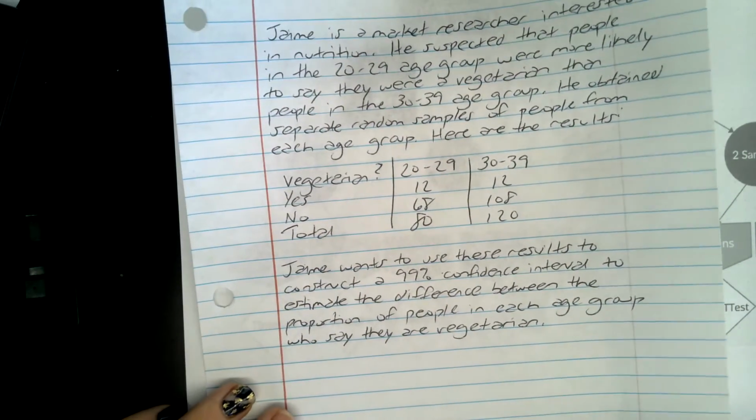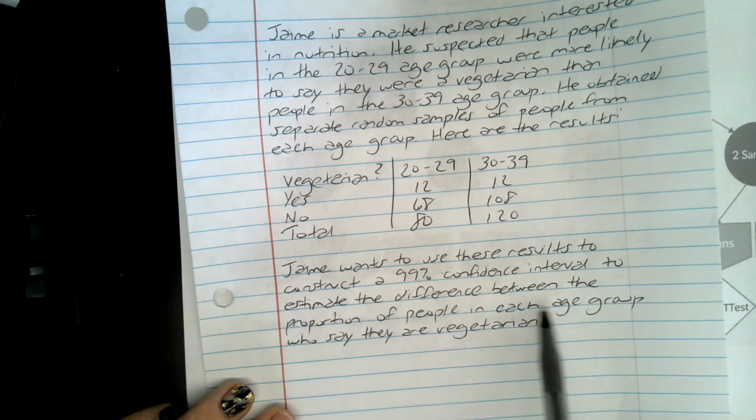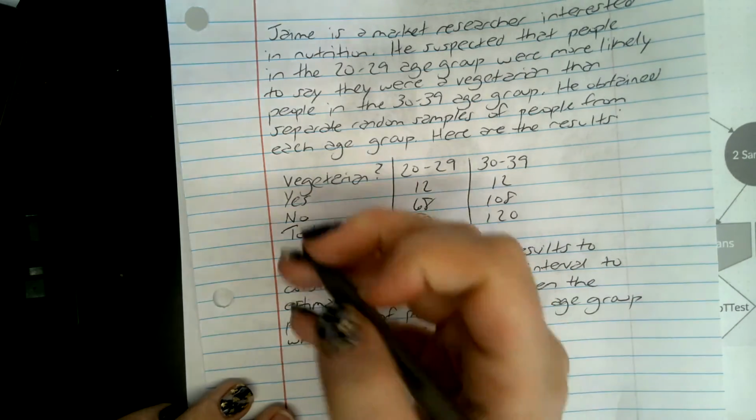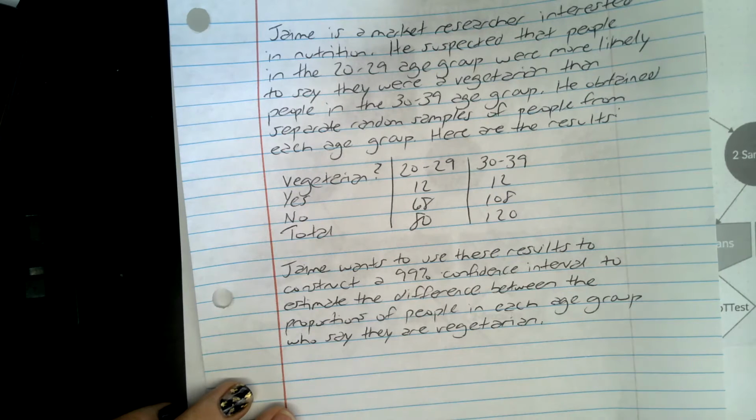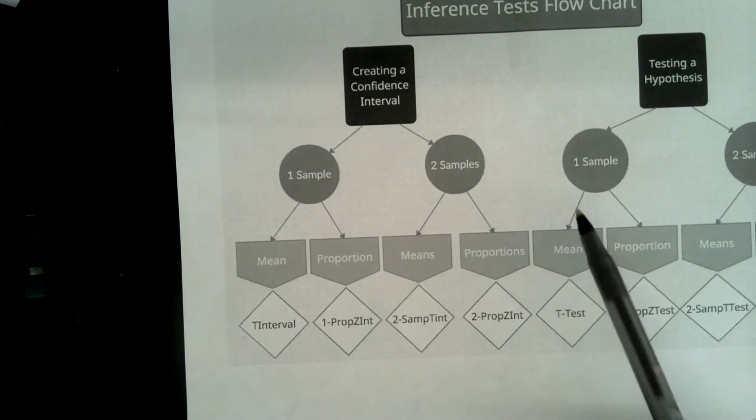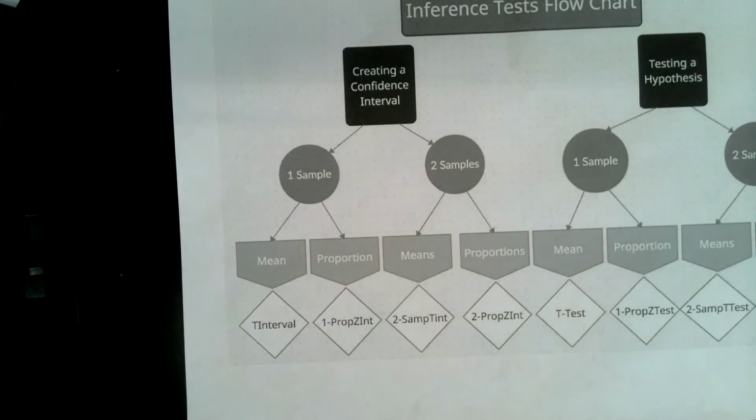Another way we can know that it's proportions is because it says between the proportions. So even if it wasn't for this test, you could still identify it because you know it's proportions. That's what we're comparing here. So let's actually perform the test.